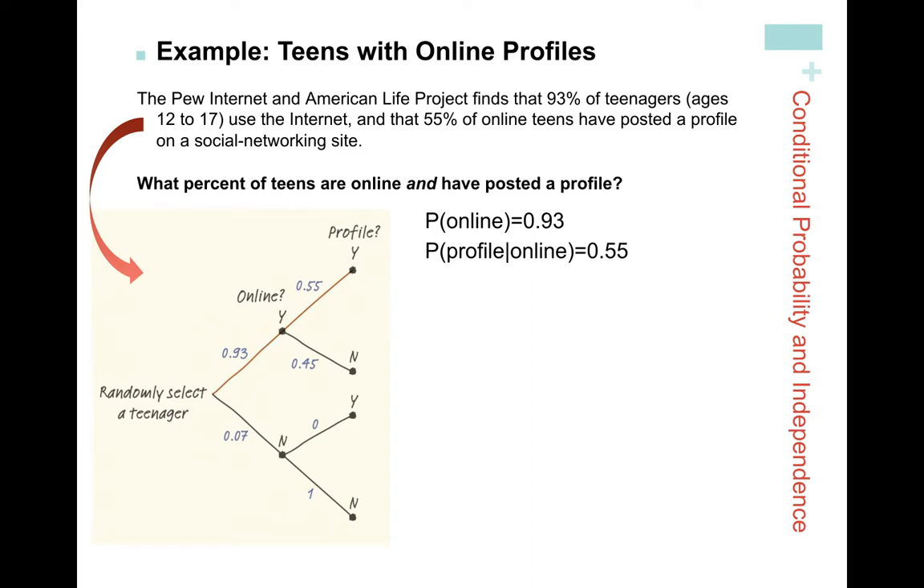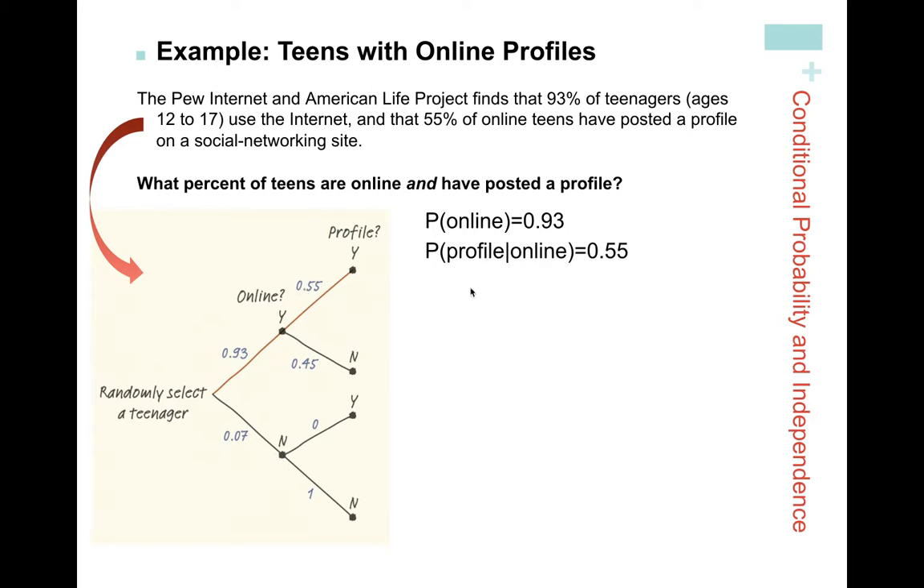So we start off with a randomly selected teenager, and then the first question we ask them is, are you online? And if they say yes, okay, then out of the online, or given that the student has already responded yes, or given that we know yes, they're online, what is the probability they have a profile? So this is yes profile, given that we already know that they're online. That is why it's a conditional probability.